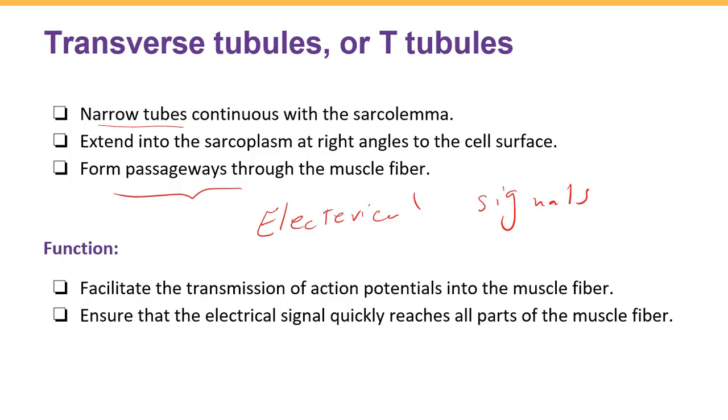We also talked about the function of transverse tubules, which is that they facilitate transmission of the action potential, those electrical signals, into the muscle cell, because we want to make sure that these electrical signals reach all parts of the muscle fiber, at the surface and also deep in the muscle cell, at the same time and quickly. And then at the end, the whole muscle cell contracts at the same time.